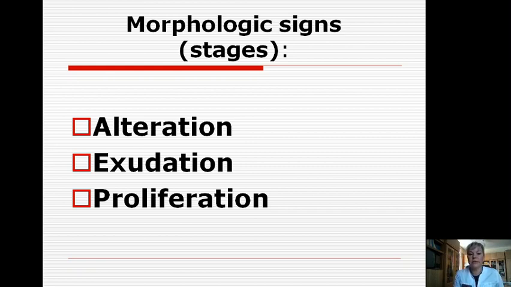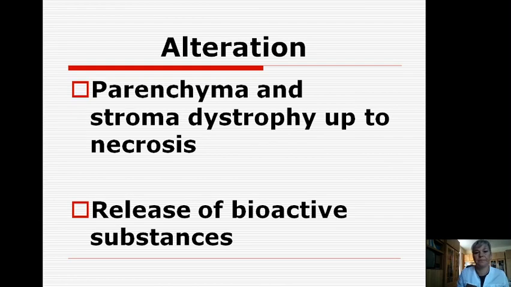Which morphological signs or stages of inflammation? First stage, alteration, the next, exudation, and third, proliferation. And more about each of them. What is alteration, this first initial stage of inflammation? We see dystrophy and necrosis in the parenchyma and stroma, and release of bioactive substances.